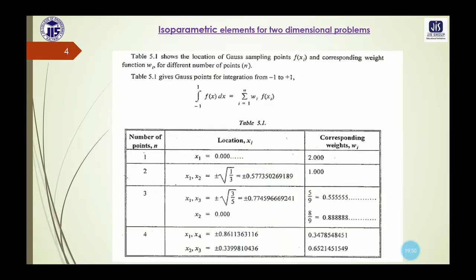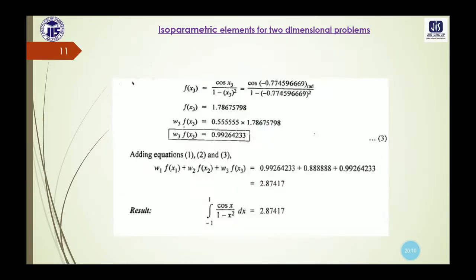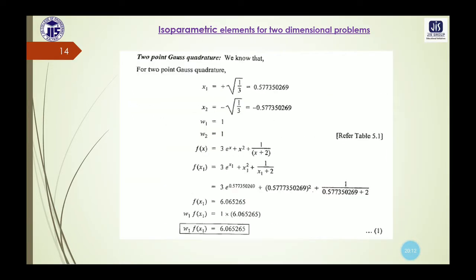So here, when the number of points is 2, the values of x1 and x2 are given as plus root under 1 by 3, and x2 is minus root under 1 by 3. And the corresponding weights, that is w1 and w2, are 1. So these values of x1, x2, w1 and w2 we need to use here in this given numerical.